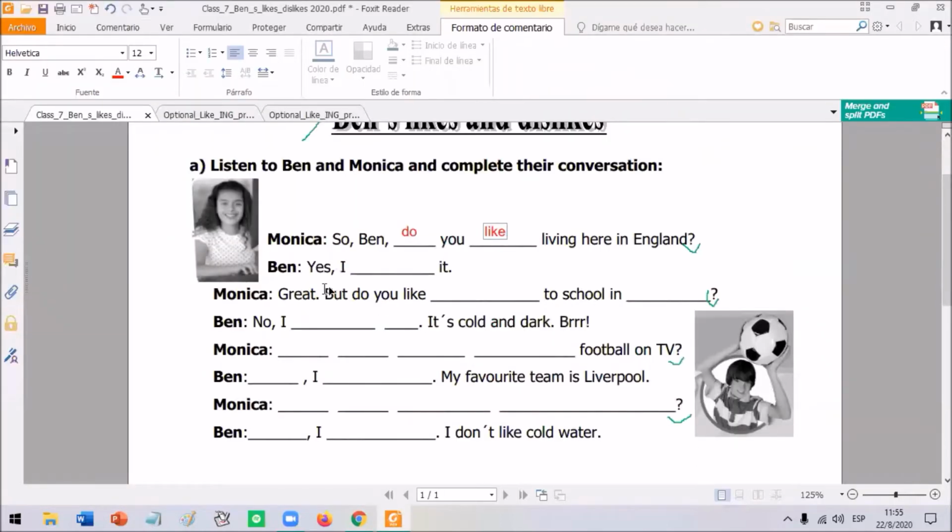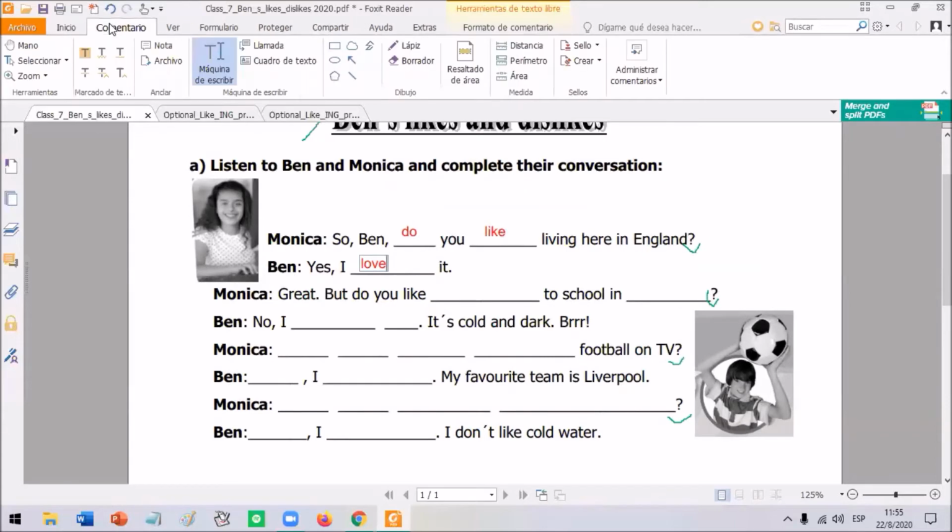Okay. He doesn't say, yes, I do. Could you listen to Ben? What did he say? Can you write it on the chat? Okay, he said, yes, I love it. Okay, no solo que le gusta, le encanta vivir ahí en Inglaterra. Recuerden que Ben es originalmente de Estados Unidos y hace poco se mudó ahí a Inglaterra. Okay, so, do you like living here in England? Yes, I love it.